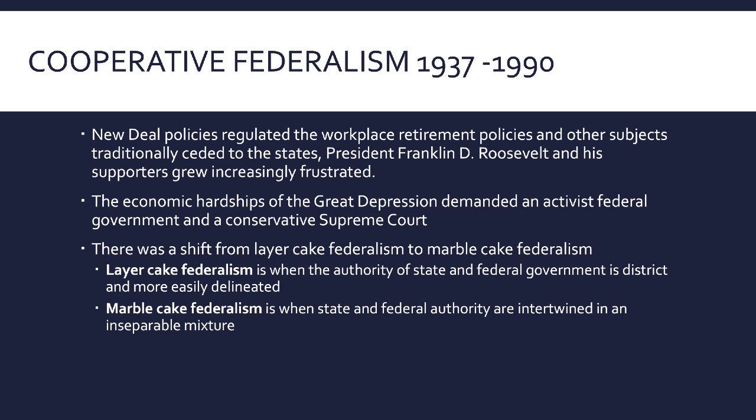And there was a shift from layer cake federalism to marble cake federalism. Layer cake federalism is when the authority of state and federal government is distinct and more easily delineated. And marble cake federalism is when state and federal authority are intertwined in an inseparable mixture. So you really could not separate the two. It's kind of more like a central government in this case.